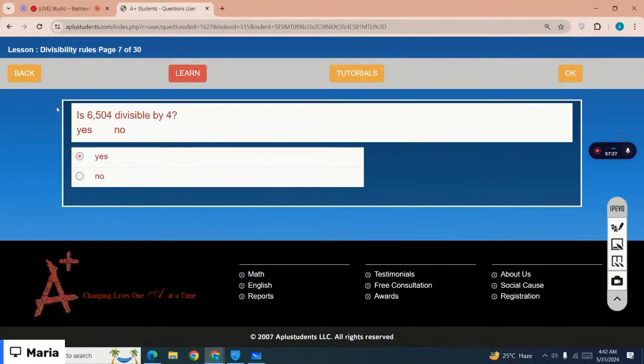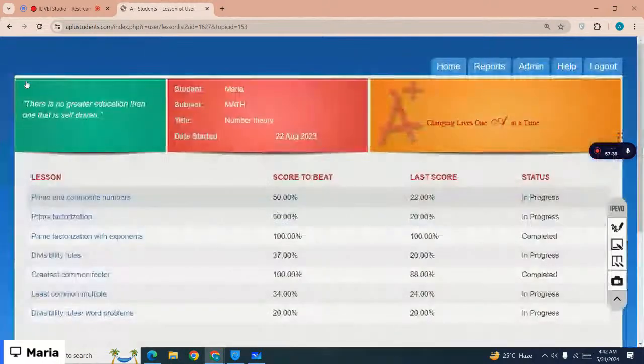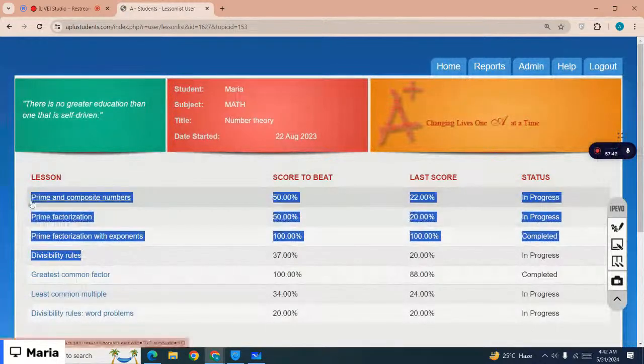Okay, you can complete the lesson by yourself later today. We were working on grade 5 math. The chapter we were working on is number theory. The lessons we have covered today are prime and composite numbers, prime factorization with exponents, and divisibility rules.